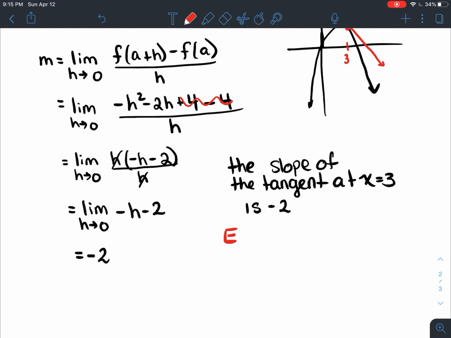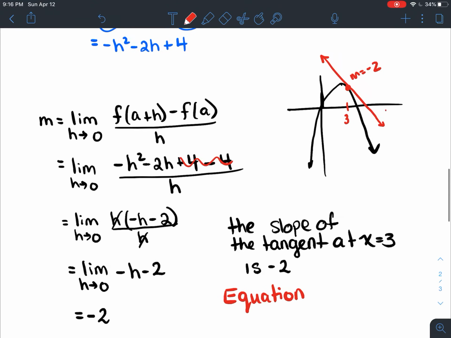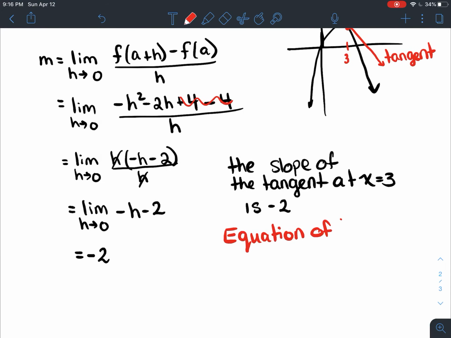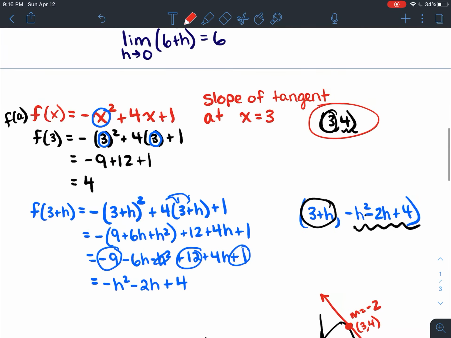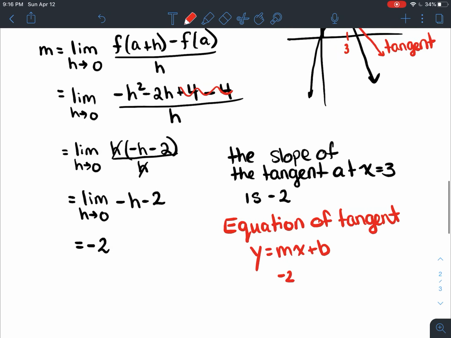So if you actually wanted to write the equation of that straight line there, that red tangent, remember that's called a tangent line, you could actually write the equation of it. So it's y equals mx plus b. So we know that our slope is negative 2. We don't know our y-intercept. It's going to be something positive. We do know a point on our line is going to be that point right there, 3, 4. We know that because we subbed 3 into the equation.